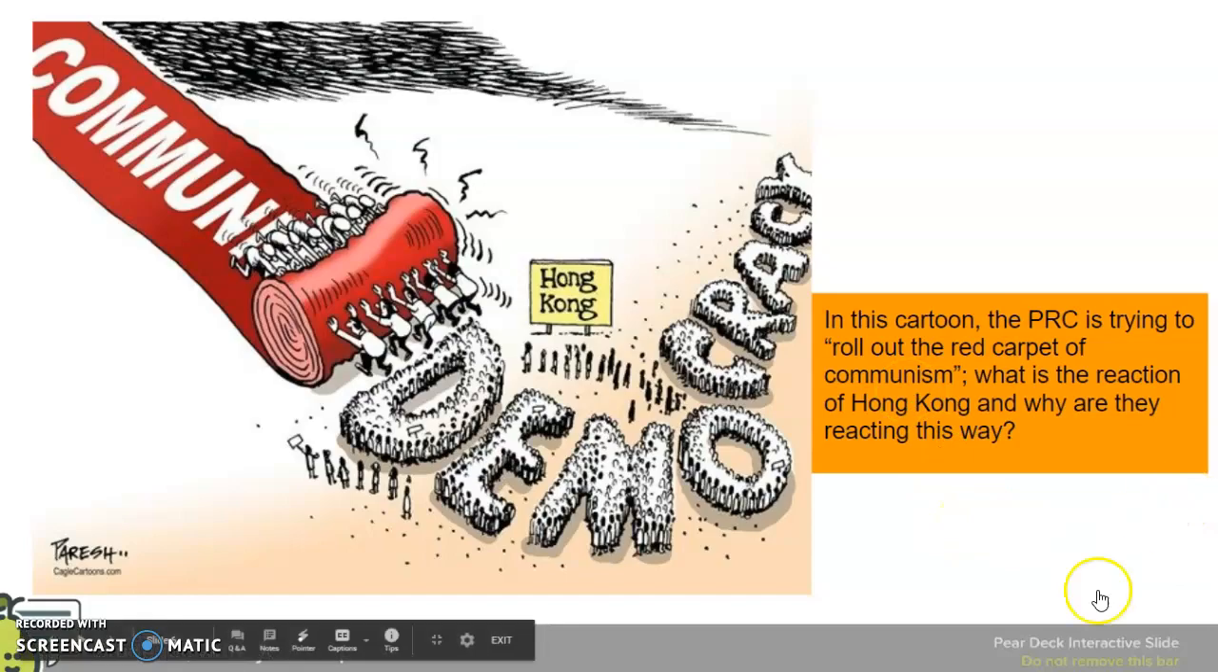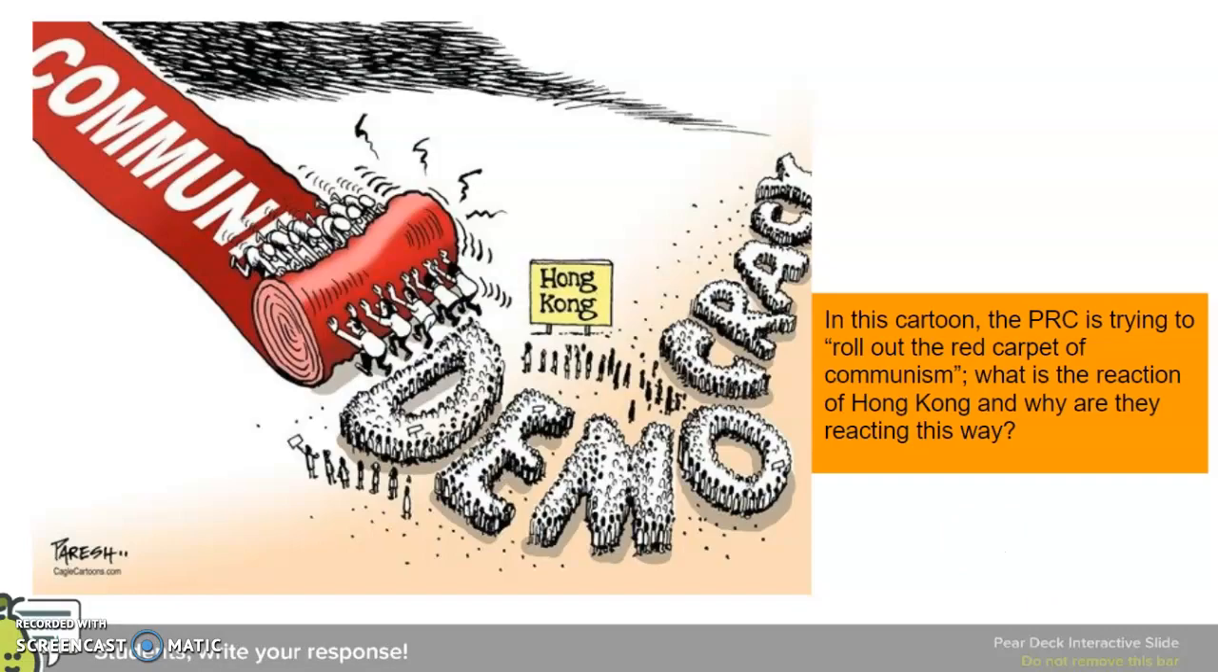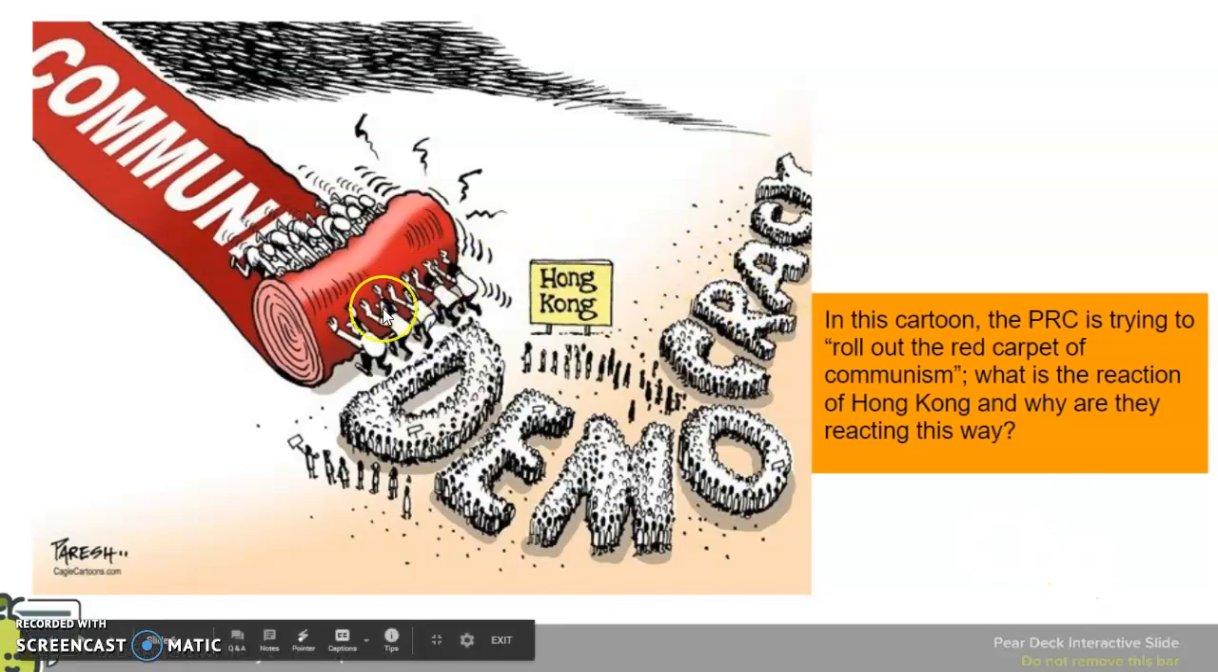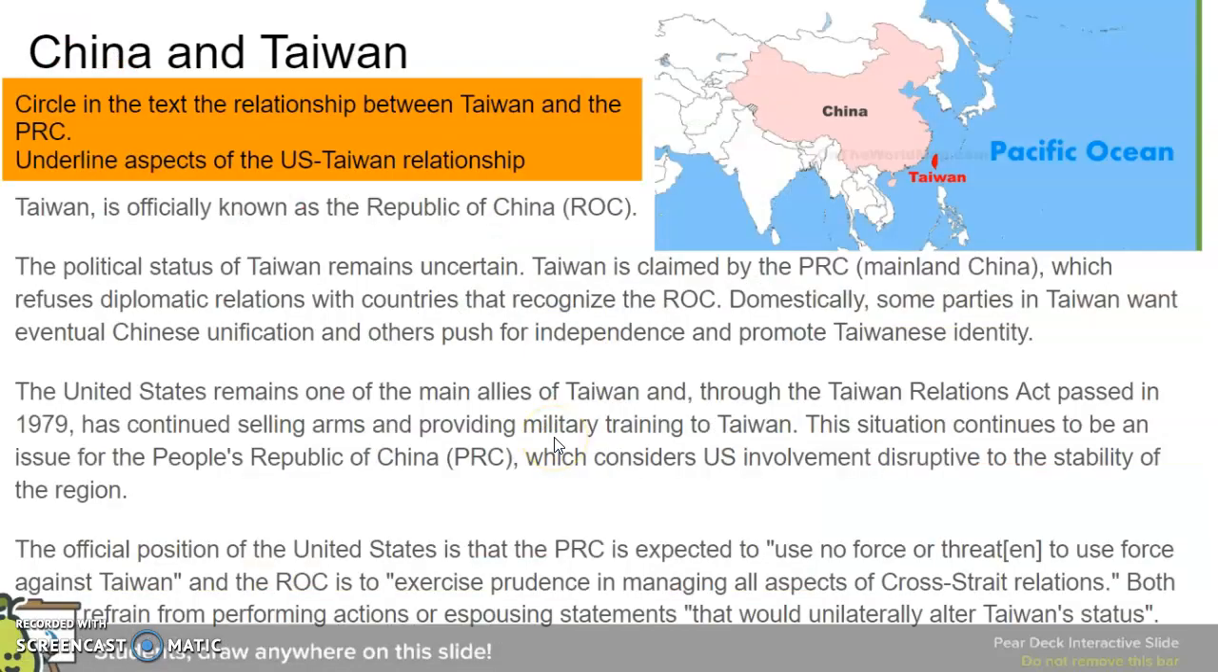Where the Chinese government wishes to point that out. So the question is, in this cartoon, the PRC, that's the People's Republic of China, is trying to roll out the red carpet of communism. What is the reaction of Hong Kong, and why are they reacting this way? So you're going to look right here to see how the people of Hong Kong are reacting.